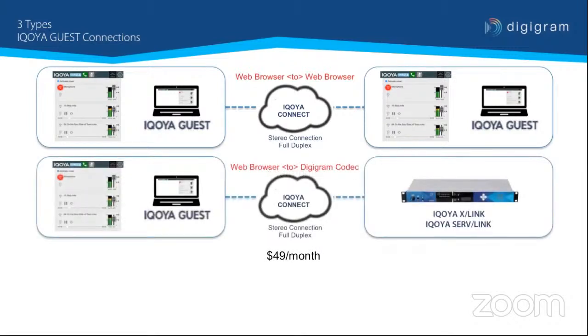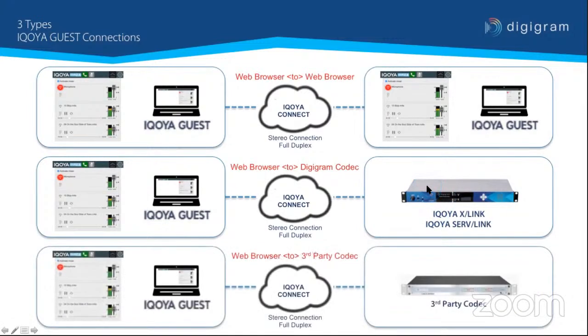We also can do Akoya Guest to a Digigram hardware codec. So Akoya Guest in the field calls in, and is connected to channels 1 and 2 of my Crosslink or Servlink, for example. Also, because we're using Akoya Connect, we can use Akoya Guest with any third-party codec. Which means if you're a radio facility or a broadcast facility, or you work on the design-build side of our industry and you're working with clients that already have codecs or intercom products in use, if they are SIP compatible, we can register them on Akoya Connect and use Akoya Guest or Akoya Mobile with these products.